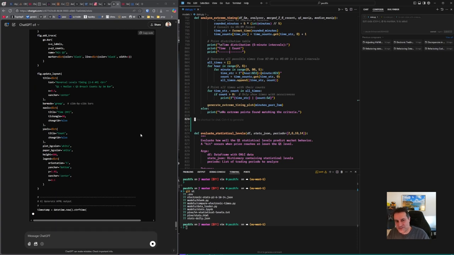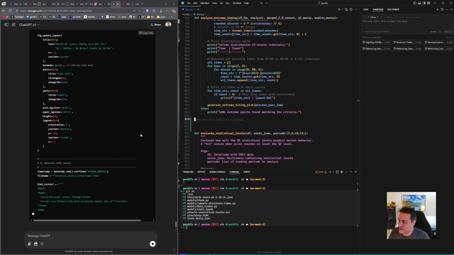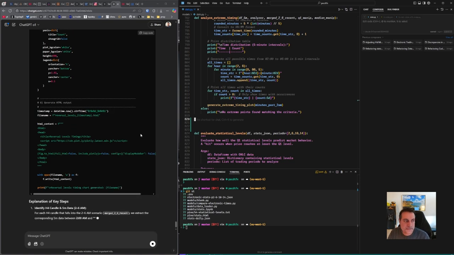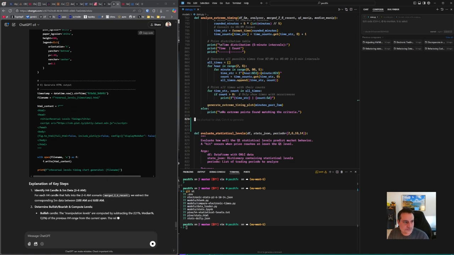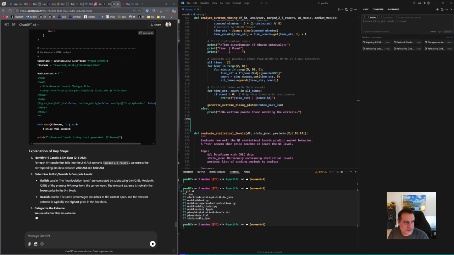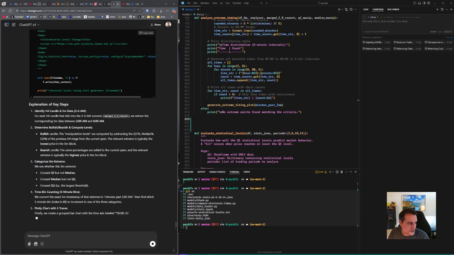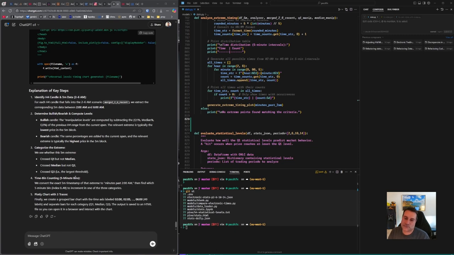Now, obviously, most likely it's not going to work at first shot, but we are going to then debug it with Claude Sonnet and Cursor, and this is going to work. Okay, so we identify for that, determine various compute levels, categorize the streams, and Plotly. 49 labels.